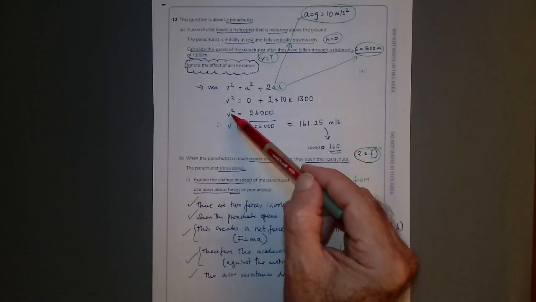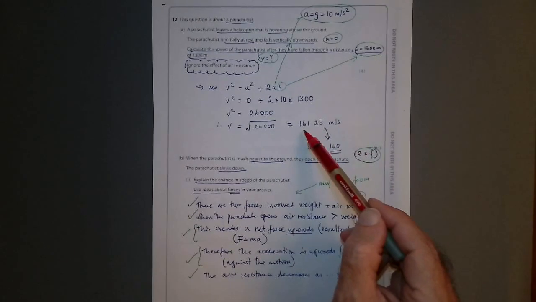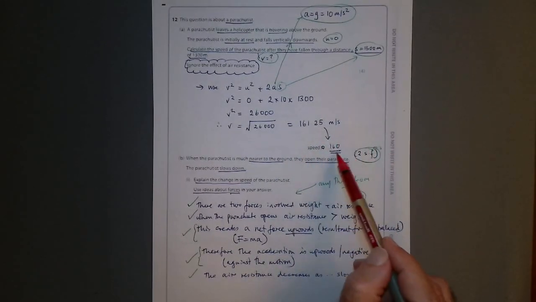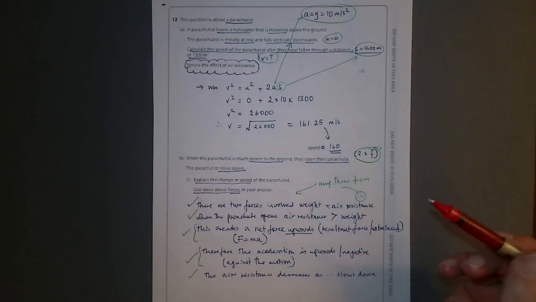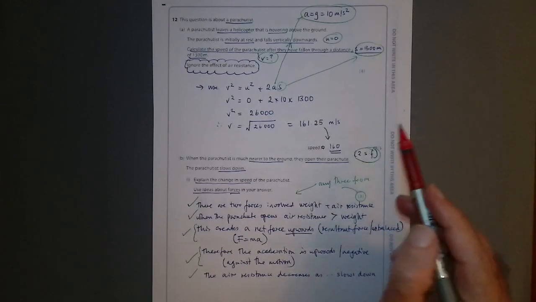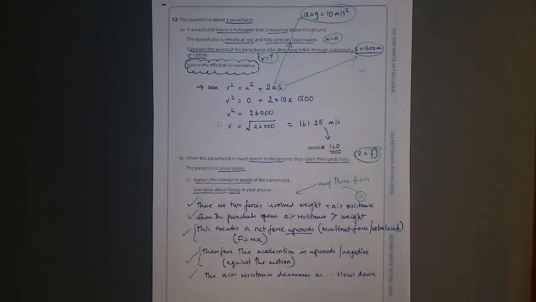That's v squared. Don't forget to square root it. You square root it, you'll get about 161. So you can round it up to 160 and you'll get the marks if you do so. You only need 2 significant figures again because they only give us values accurate to 2 significant figures.